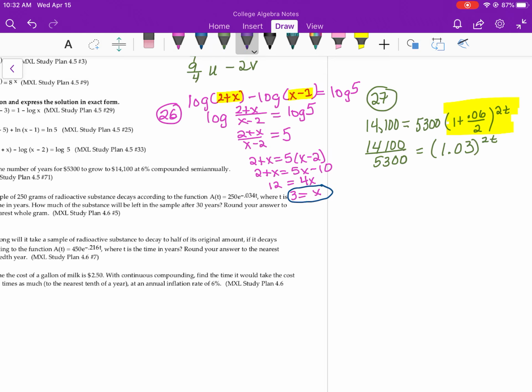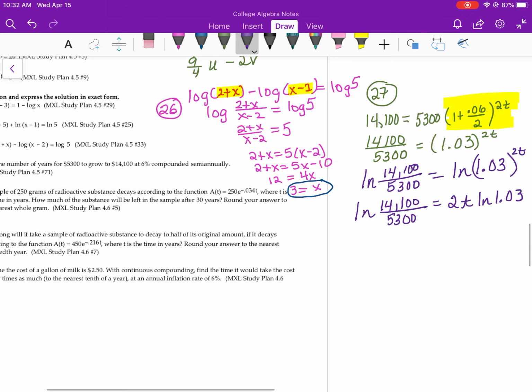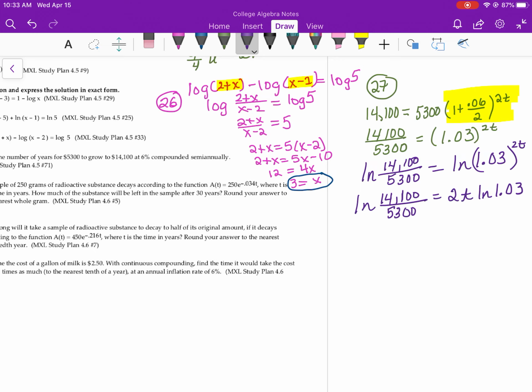In order to get this exponent to come down to the front, I have to do a log or a natural log on both sides of the equation. I just prefer to stick with natural log on these. Doesn't matter which one I use. But okay, then I'm going to bring down that exponent to the front. And then I just need to solve for time. So I'm going to accomplish that by dividing by 2 times the ln of 1.03.